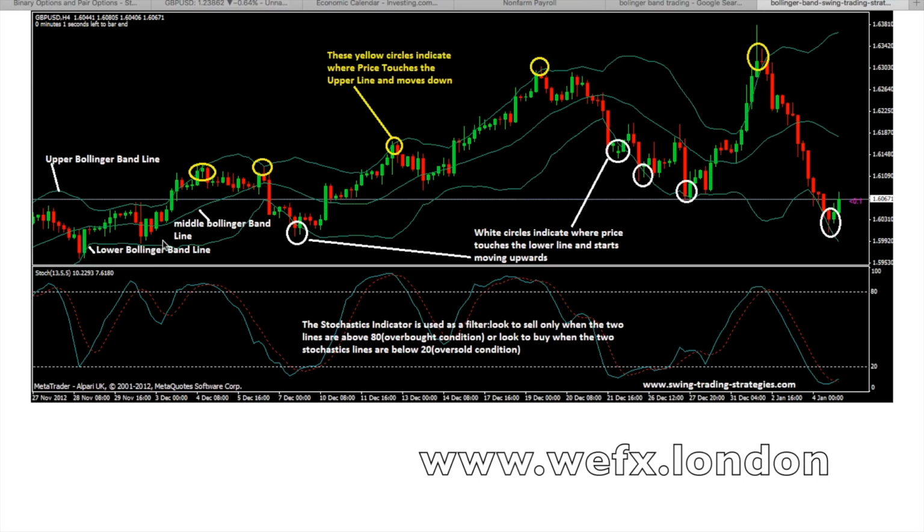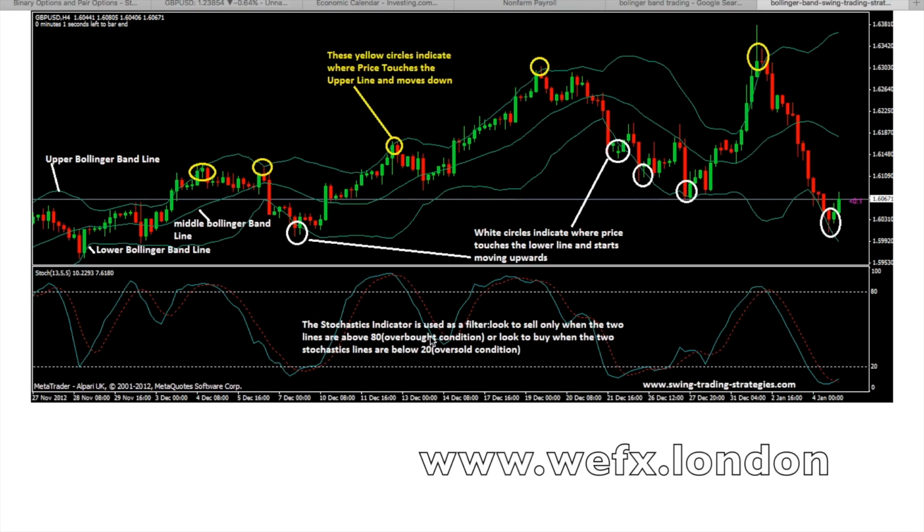Okay, we have the middle Bollinger Band, the upper Bollinger Band, and the lower Bollinger Band. Okay, so these yellow circles indicate where price touches the upper line and moves down. As I mentioned before, price uses the upper and the lower Bollinger Band as support and resistance. White circles indicate where price touches the lower line and starts moving upwards. So that's where they've touched a bit of support and they're starting to move upwards.